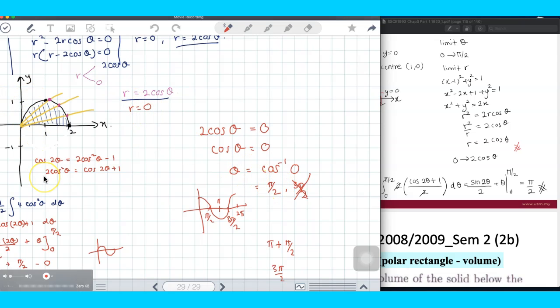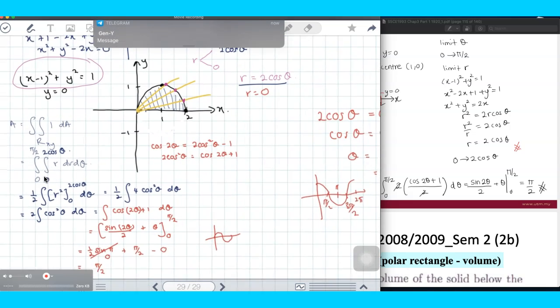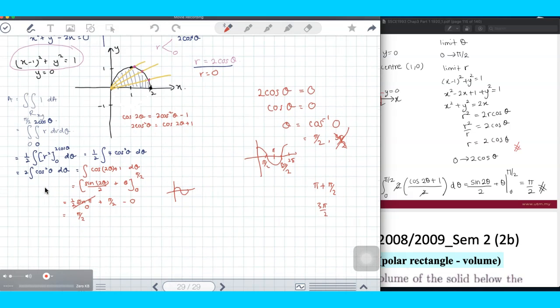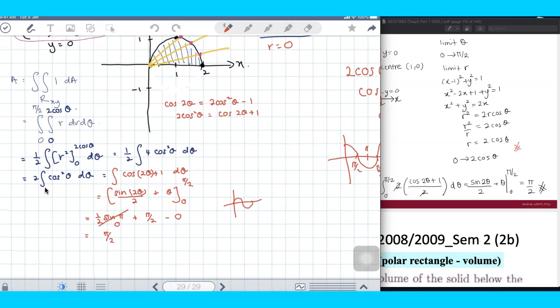So that's why here we put 90 degrees or pi over 2. Okay, so that is another way that you can try, or you can just look at the region itself, to determine the angle.